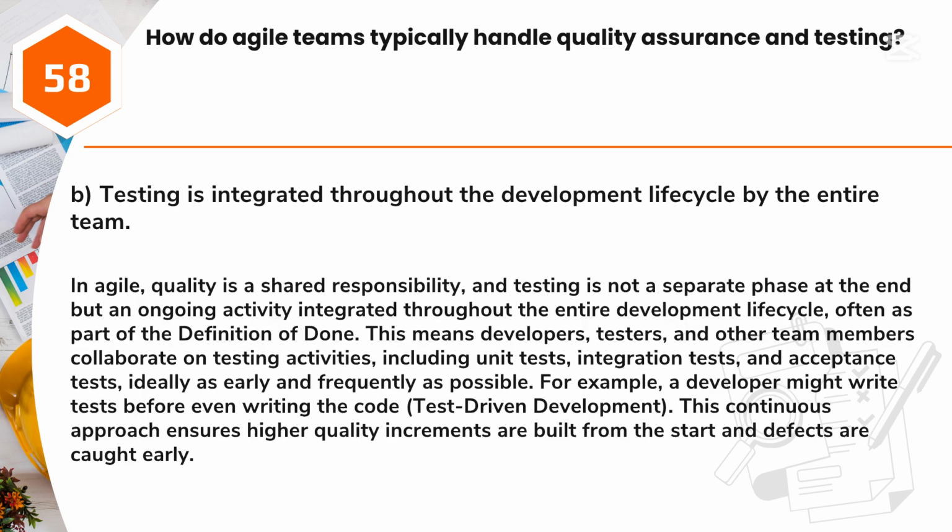Answer: B. Testing is integrated throughout the development lifecycle by the entire team. In Agile, quality is a shared responsibility, and testing is not a separate phase at the end but an ongoing activity integrated throughout the entire development lifecycle, often as part of the definition of done. This means developers, testers, and other team members collaborate on testing activities, including unit tests, integration tests, and acceptance tests, ideally as early and frequently as possible. For example, a developer might write tests before even writing the code: test-driven development. This continuous approach ensures higher quality increments are built from the start and defects are caught early.